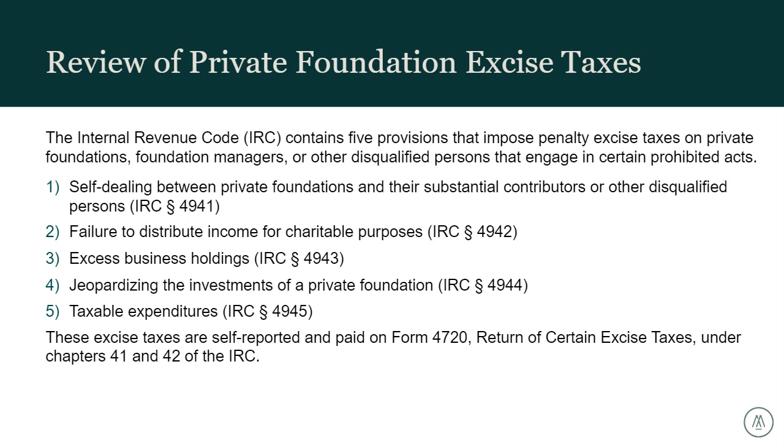Another prohibited act is failure to distribute income, otherwise known as the 5% distribution rule. And then other areas of trouble are excess business holdings, jeopardizing investments, and taxable expenditures. And we'll discuss each of these today, but more importantly, we want to talk to you a little bit about policies and procedures that you need to have in place to avoid these items.